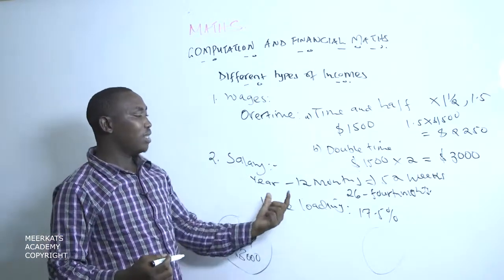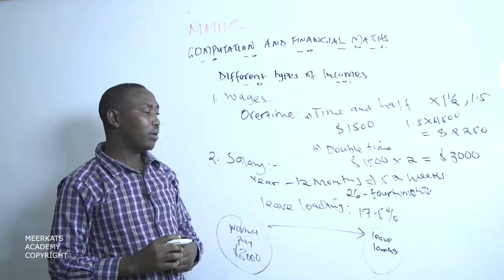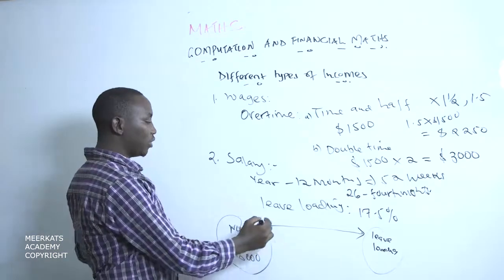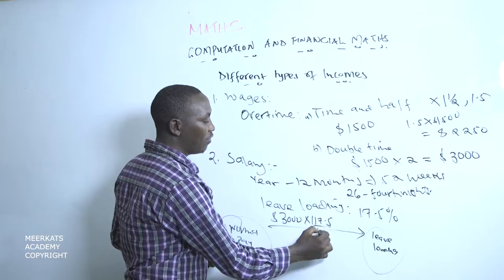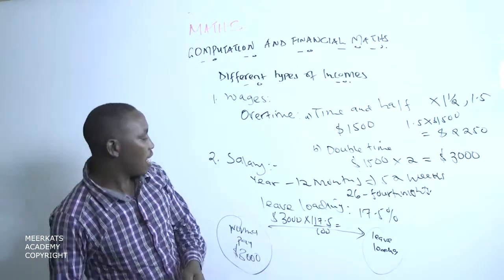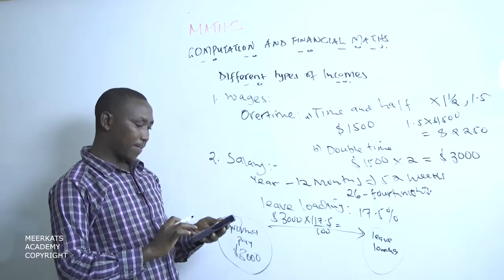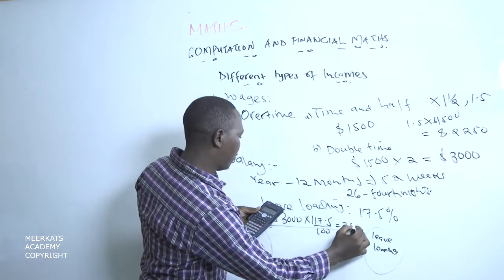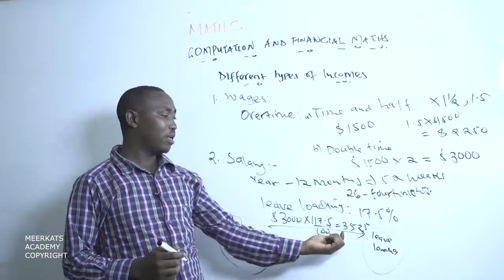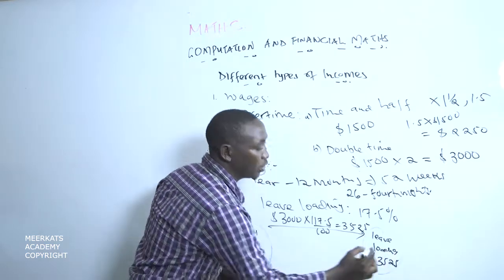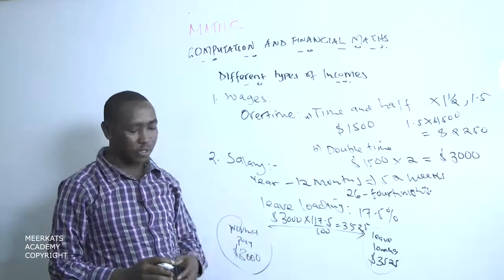When the leave loading is applied, he'll be given 17.5% on top of the 3,000. So this person will take home 3,000 US dollars multiplied by 117.5 all over 100, which will give us a total of 3,525. That is during the leave loading, he'll be given 3,525. This 17.5% is normally given to take care of the expenses that this person will incur while in transit, while traveling or while on leave.